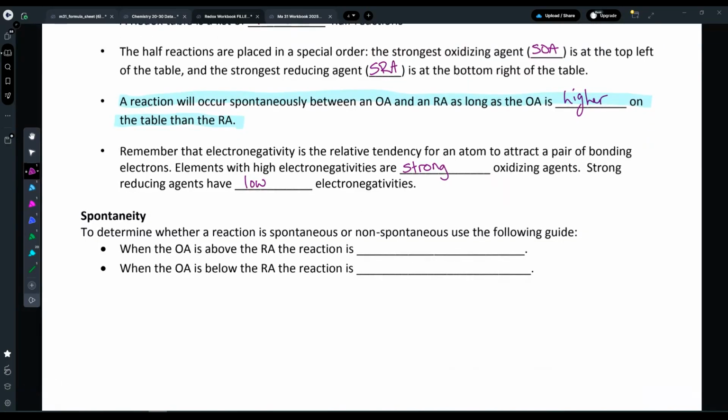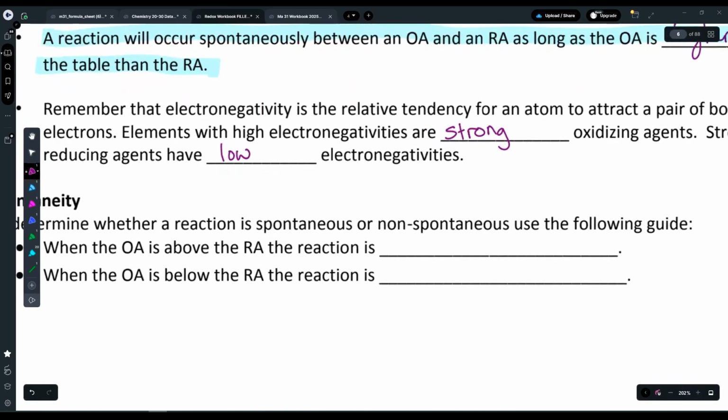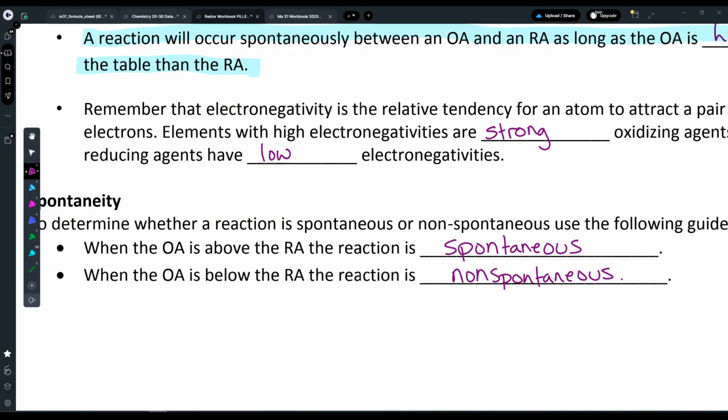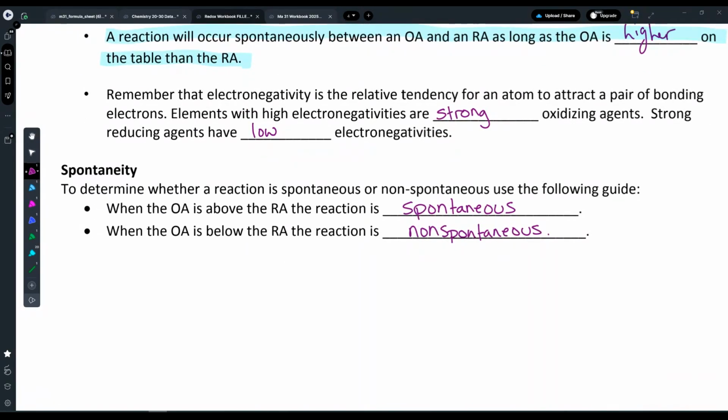Now, for spontaneity, in order to determine whether a reaction is spontaneous or non-spontaneous, we need to use the following guide. Okay, so when the OA, oxidizing agent, is above the reducing agent, the reaction is spontaneous. However, when the OA is below the RA, the reaction is non-spontaneous. Okay, so your relative positionings of your OAs, which is oxidizing agents, and your RAs, which is reducing agents, are going to tell you whether your reaction is spontaneous or non-spontaneous.